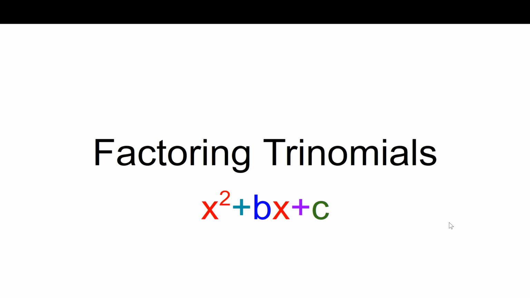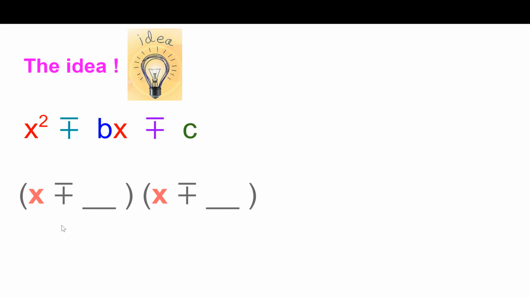Factoring a trinomial in the form of x squared plus bx plus c, where the coefficient of x squared is 1. The idea of factoring a trinomial, if you have x squared plus a number times x plus or minus a number, is to start by putting parentheses and factoring out the x squared: x here and x there. x times x gives you x squared.